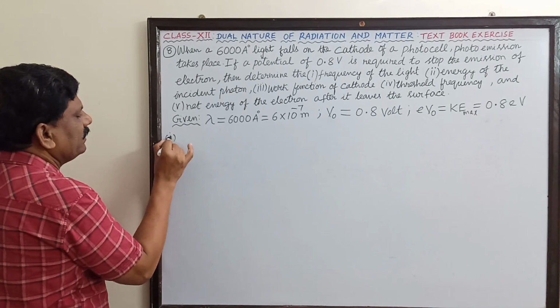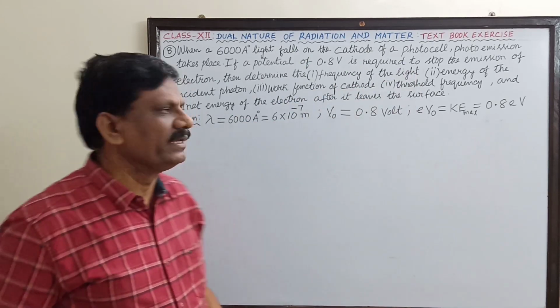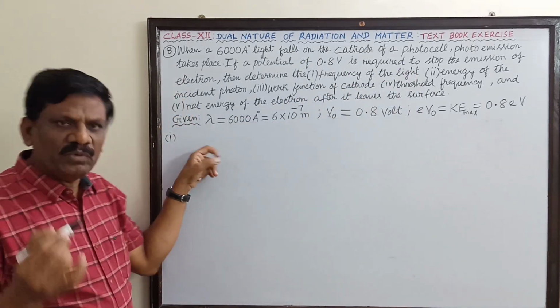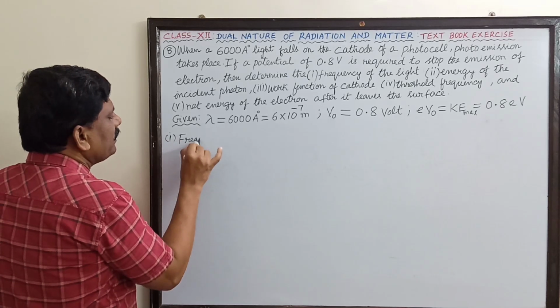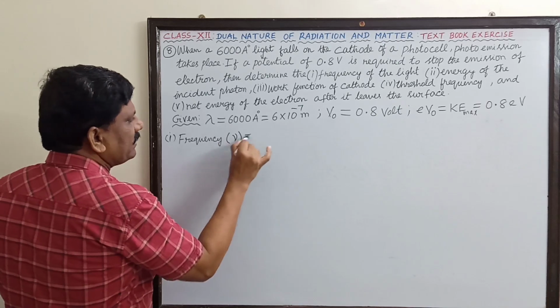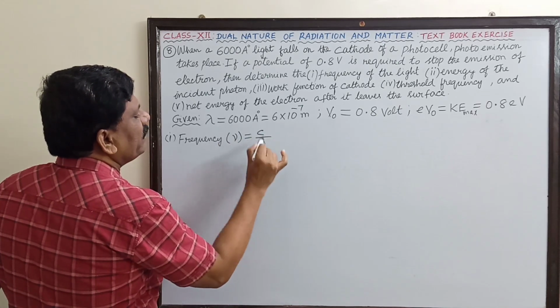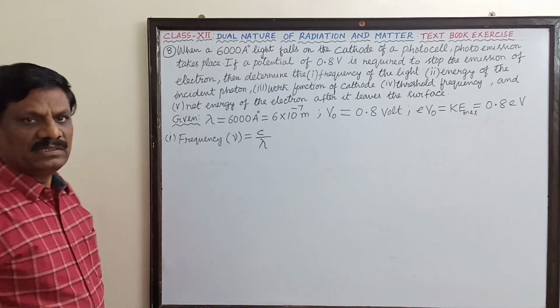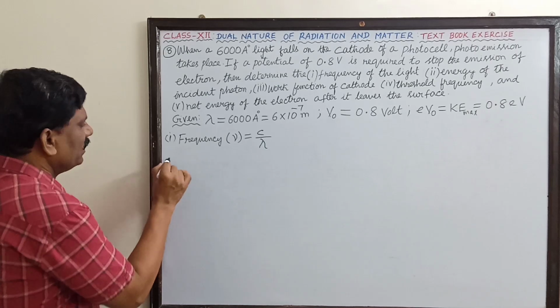Let us consider the first one, the frequency of the light. Lambda is given, the frequency is nu. So frequency nu is equal to c by lambda. Direct substitution. c is the velocity of light, lambda is the wavelength of light.